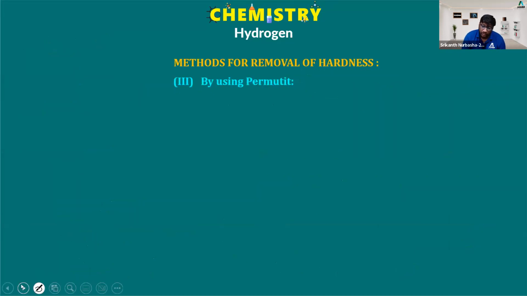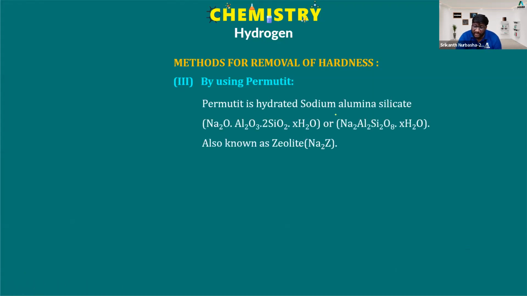And after this, we also have the permutit process. What is the permutit process? Permutits are like sodium aluminium silicate. Yes or no? Sodium aluminium silicates. So you can have this formula. Permutit is hydrated sodium aluminium silicate: Na2O.Al2O3.2SiO2.xH2O, or Na2Al2Si2O8.xH2O. You can take the permutit as Na2Z, the simplest form. Sodium aluminium silicate you can also take as NaAlSiO4, which can also be considered as NaZ.